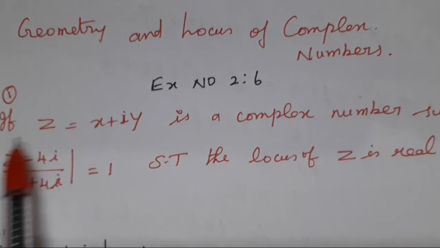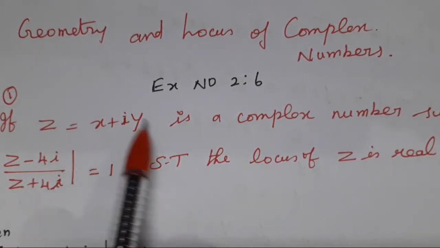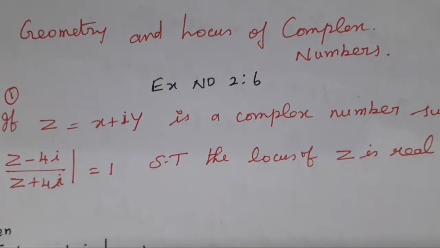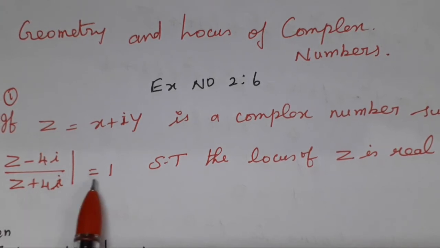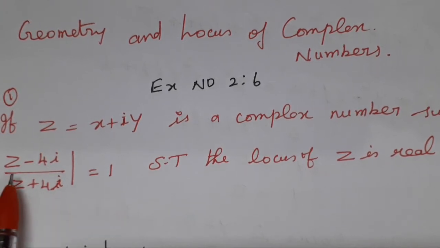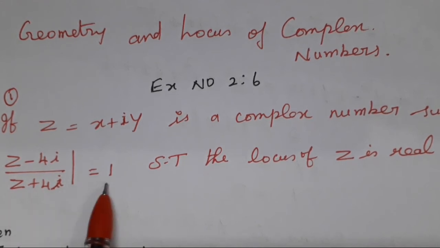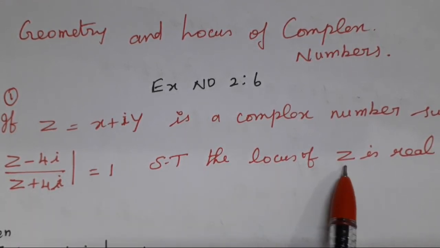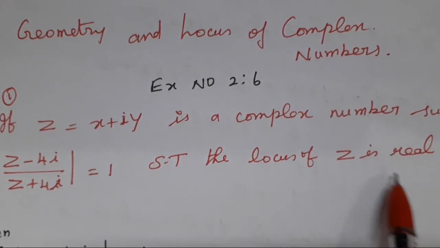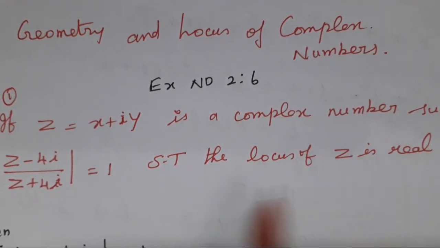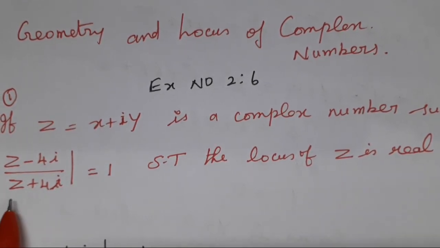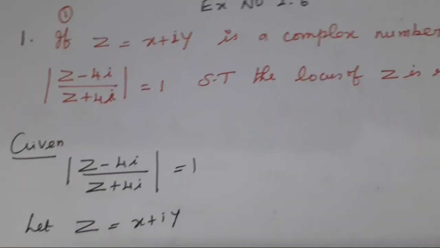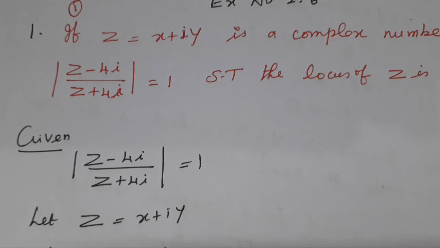So I am going to start the first sum. If z equals x plus iy is a complex number, what are we going to prove? Modulus of (z minus 4i) by (z plus 4i) equals 1. Show that the locus of z is the real axis. Locus of z is the real axis means the x axis. We are going to prove that the locus point, a moving point, is on the real axis. The question given is (z minus 4i) by (z plus 4i) equals 1.